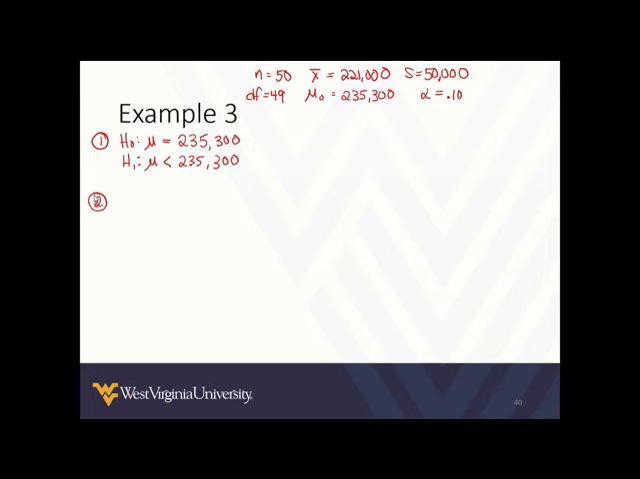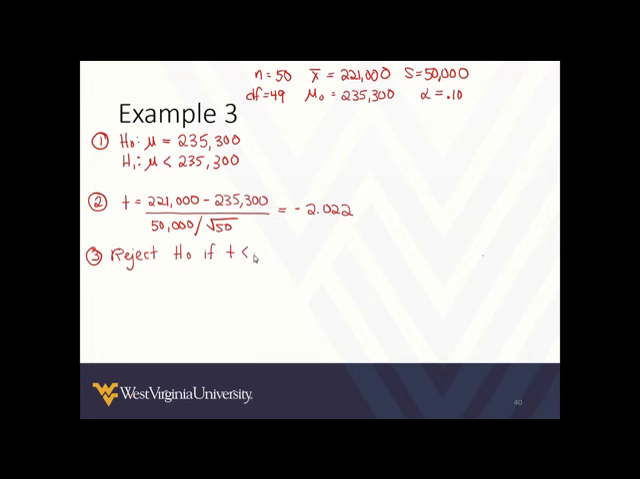This brings us to our second step, our test statistic. T will be 221,000 minus 235,300 all over 50,000 divided by the square root of 50. If we plug this into our calculators, we should get a test statistic of negative 2.022. So we can now go to our third step where we reject our null hypothesis if t is less than negative t alpha.